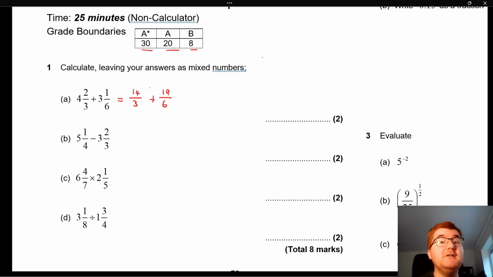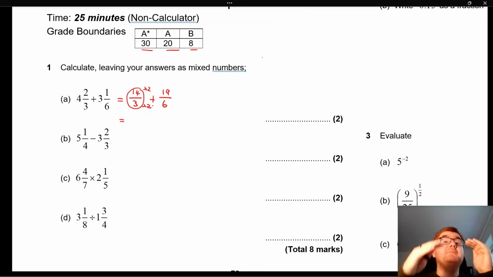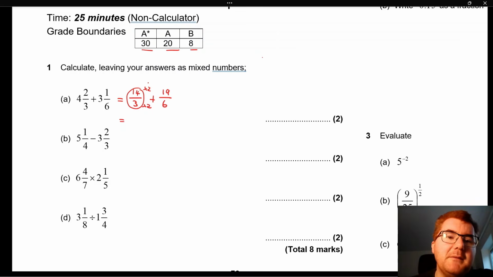Now, what we need to do in order to add fractions is we need a common denominator. Then we'd be a bit on the lazy side here because we can just change this fraction here by timesing top by 2 and bottom by 2. Remember, if you do the same thing top and bottom, it doesn't change what it is. So we get 14 times 2 is 28 and 3 times 2 is 6. So we get our denominator, the bottom of the fraction, the same here. And now we can just add the tops together.